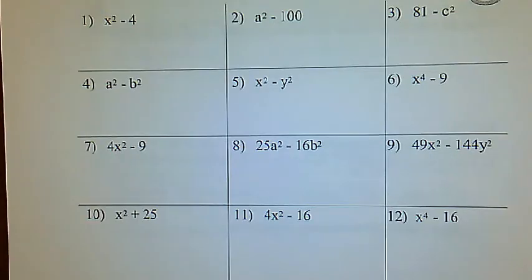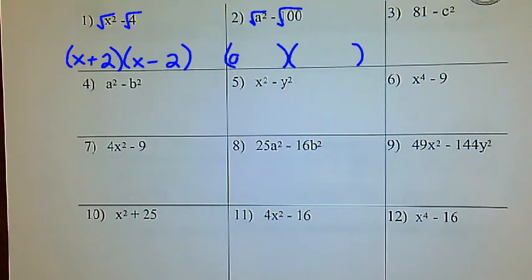Alright, so we are going to go through all of these practice problems, and you can do them on your own. Again, you are always going to draw your set of parentheses. You take the square root and the square root, so we get x and x. One is plus, one is minus, and the square root of 4 is 2. Simple as that.